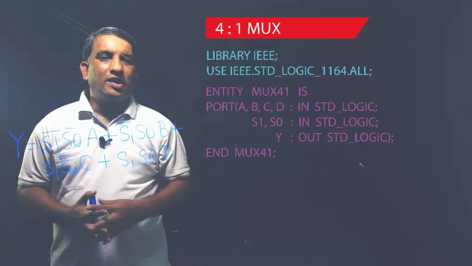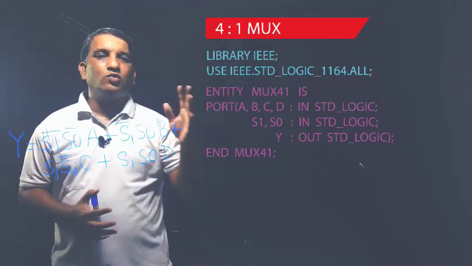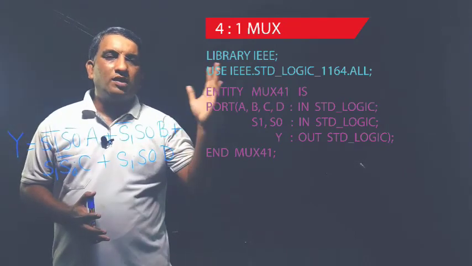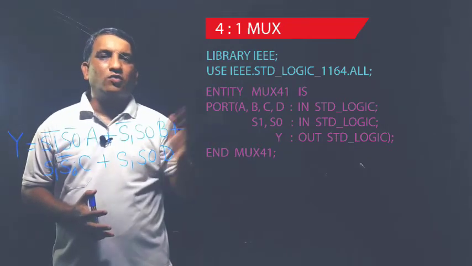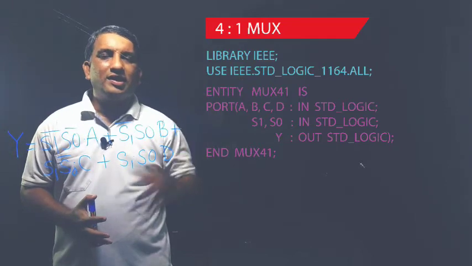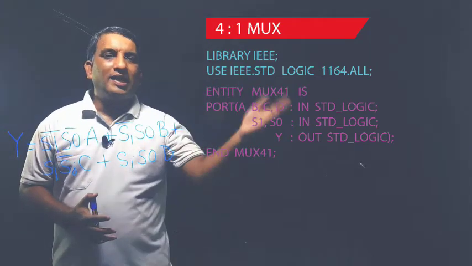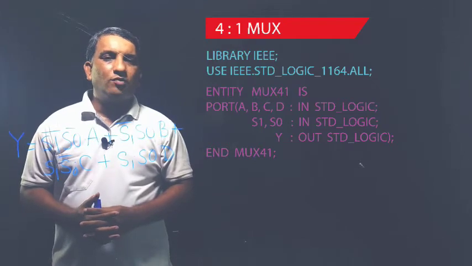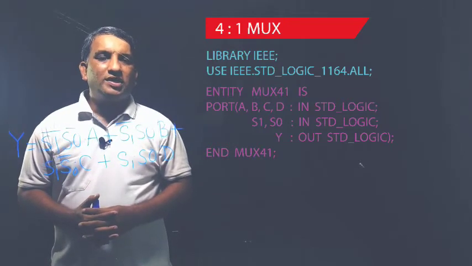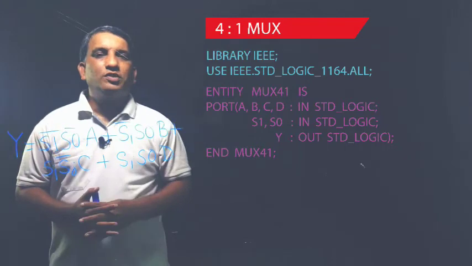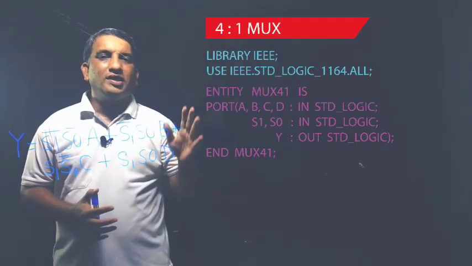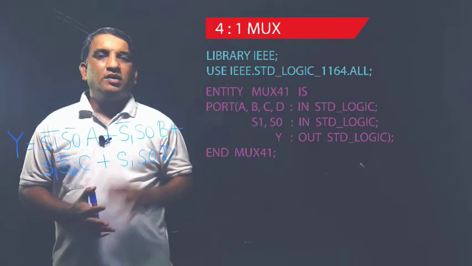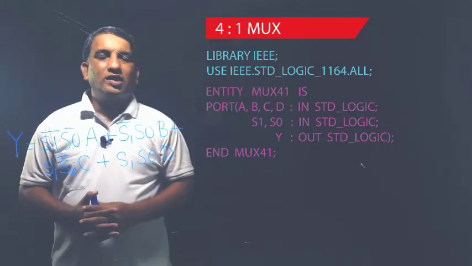So in the entity part, as I have already told you, we have to declare the ports of this design, ports of the 4:1 mux. So that's why I will write down the entity keyword. So entity, the name of the entity, I will give mux41 as the name of the entity or the name of the design, you can say. After that I will put the keyword is. So entity mux41 is. Then port. In round bracket I have to declare all the ports.